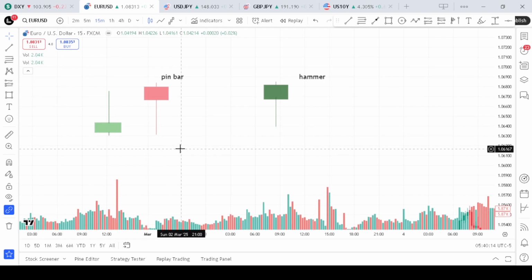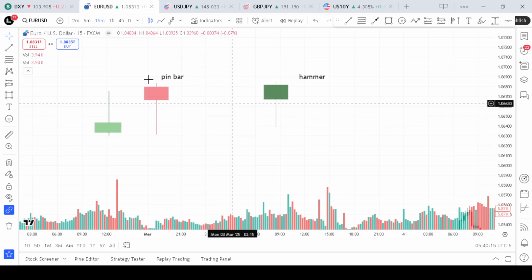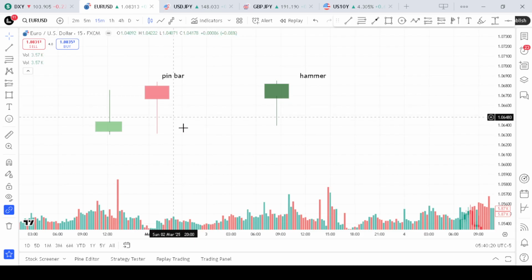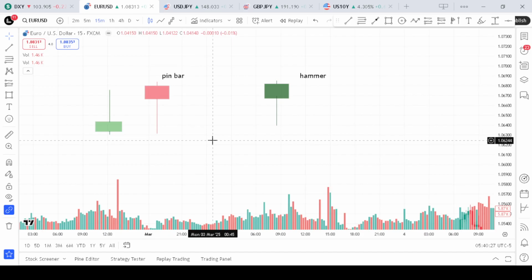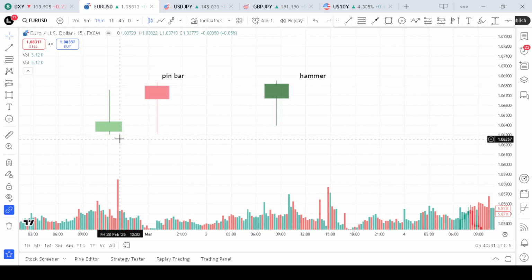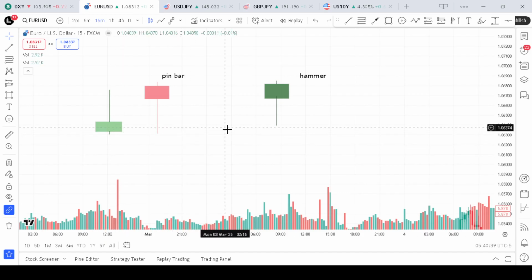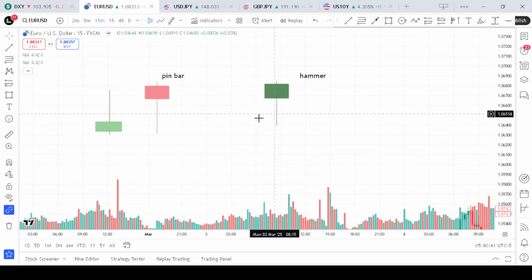Now let's compare the pin bar and the hammer side by side to understand the differences. While they may appear similar at first glance, there are some key differences that you need to recognize. The first one is the trend position. The pin bar can signal both bullish and bearish reversals, appearing at the top and bottom of trends, while the hammer specifically indicates a potential bullish reversal at the bottom of a downtrend.